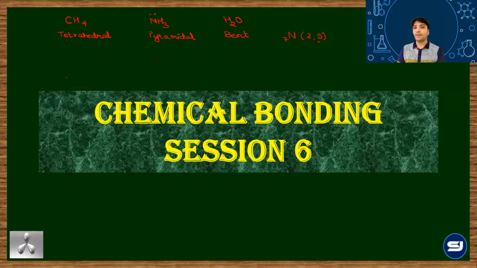I'm telling you this from organic. And for oxygen, out of the 6 electrons, 2 get shared. So the 4 unshared electrons correspond to? 2 lone pairs.